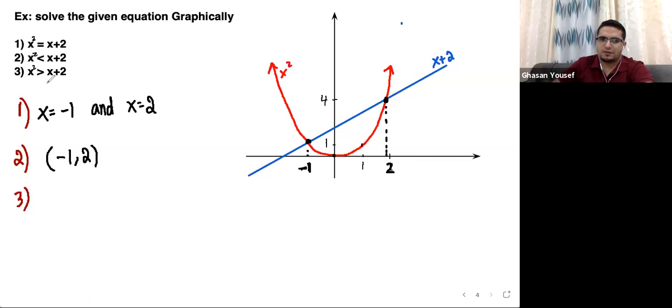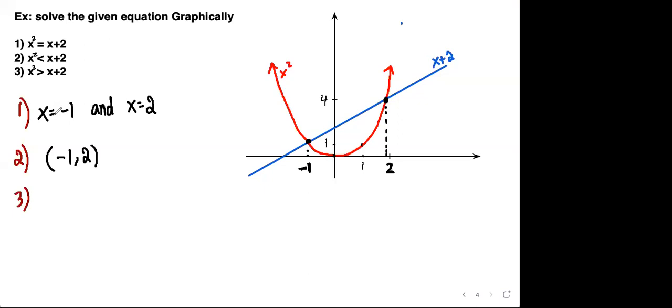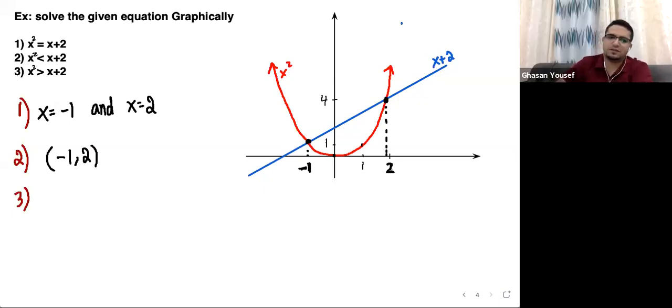Question number 3. When x squared is greater than x plus 2, it has two different intervals. Exactly, we have different intervals. What's the first interval and what is the second one? The first one I think is -infinity to -1. This is correct, from -infinity to -1, and both of them are open, with a union. And what's the second interval?